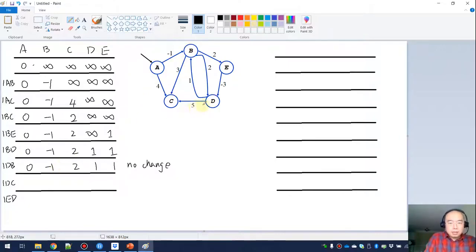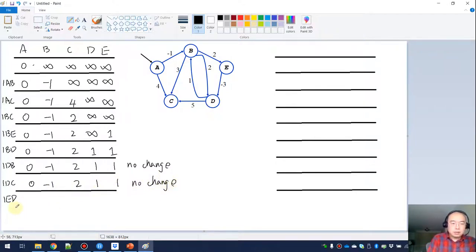And then how about DC? So if we from the D, and then we take the DC, and then we can get C with the cost of 6. And we don't want to do that, because currently there is a way to get to C with only cost as 2. So we don't want to do any change, and I do a no change.